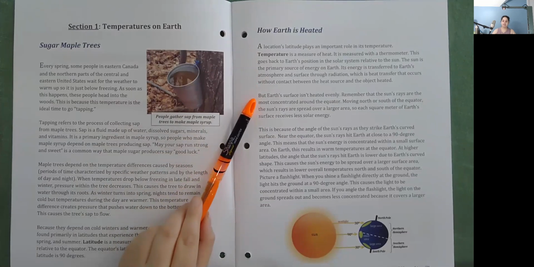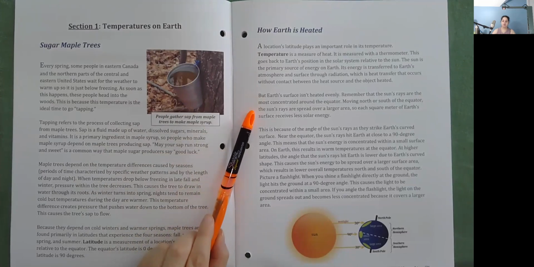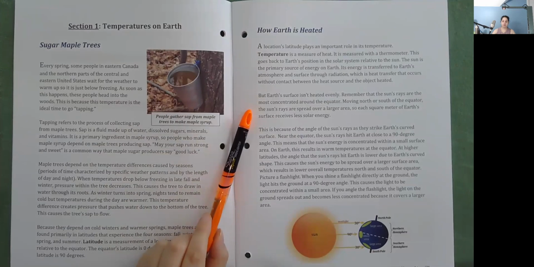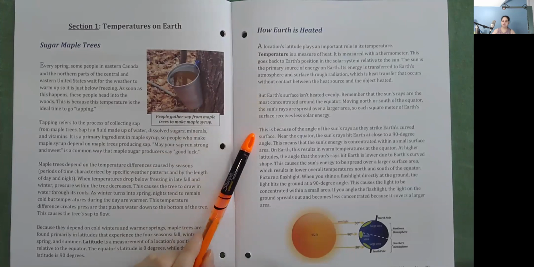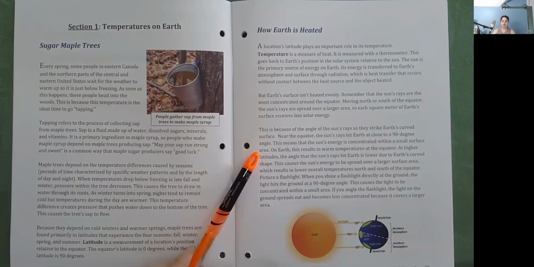But Earth's surface isn't heated evenly. Remember that the sun's rays are the most concentrated around the equator. Moving north or south of the equator, the sun's rays are spread over a larger area, so each square meter of Earth's surface receives less solar energy. This is because of the angle of the sun's rays as they strike Earth's curved surface. Near the equator, the sun's rays hit Earth at close to a 90-degree angle. This means that the sun's energy is concentrated within a small surface area. On Earth, this results in warm temperatures at the equator.